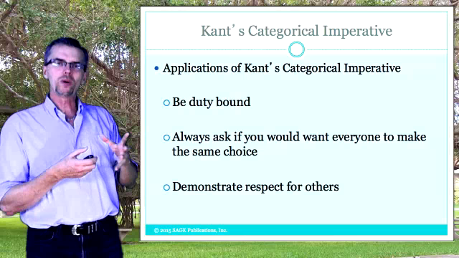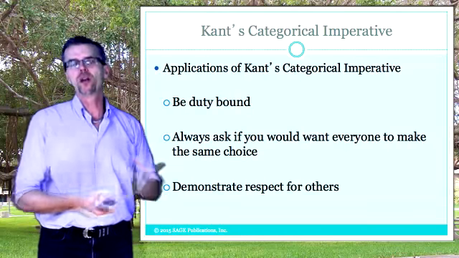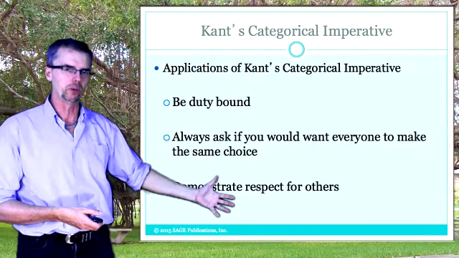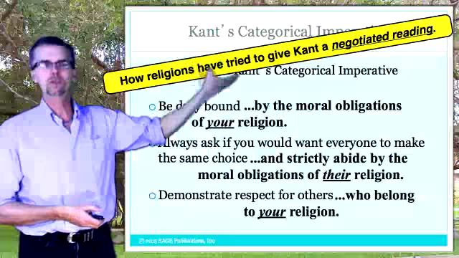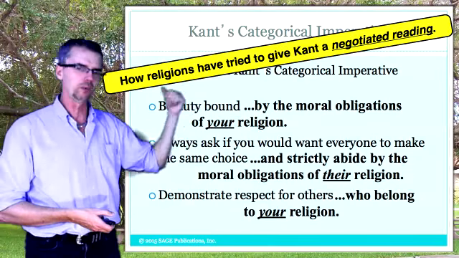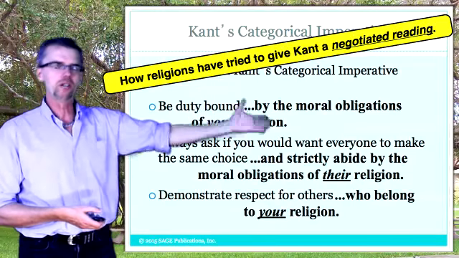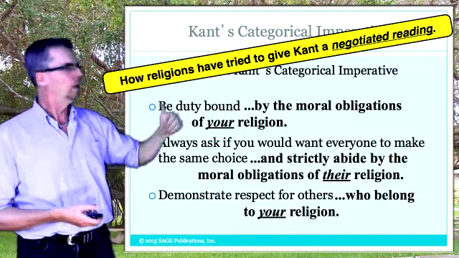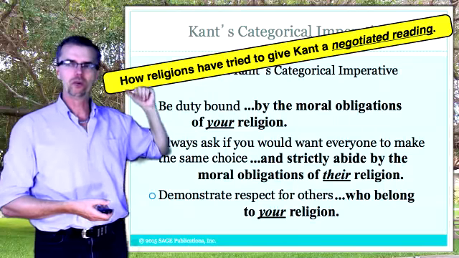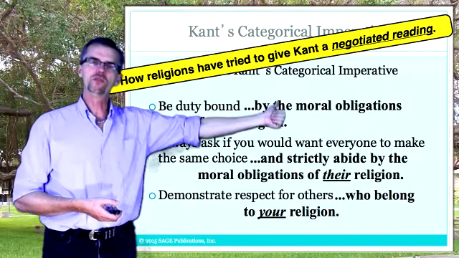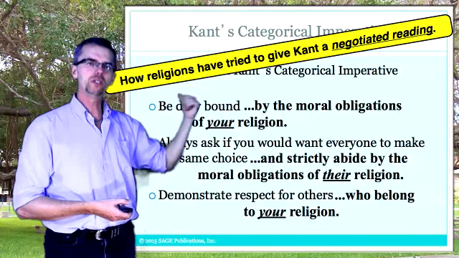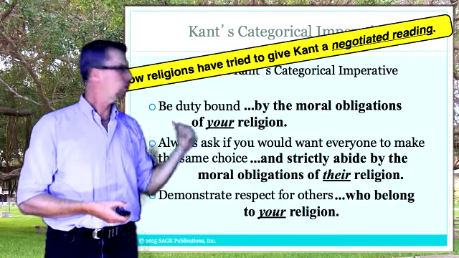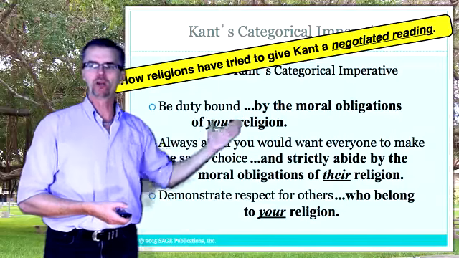So what I've done to demonstrate this negotiated reading that religions try to give to Kant is I've taken the slide that had these 3 plain and simple points on them, and I've added these words behind each one of the phrases, each one of the bullet points, that allows it to be contextualized for a religious perspective. And you'll see where the conflict comes from. When it says be duty bound, I add the words by the moral obligations of your religion. When it says always ask if you would want everyone to make the same choice, add the words, and that choice is that you strictly abide by the moral obligations of your religion.